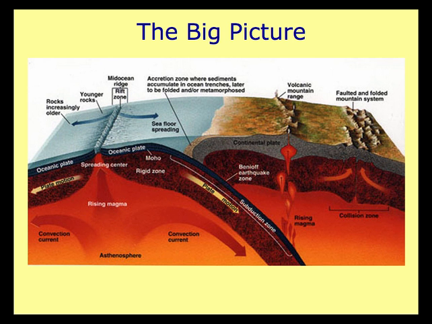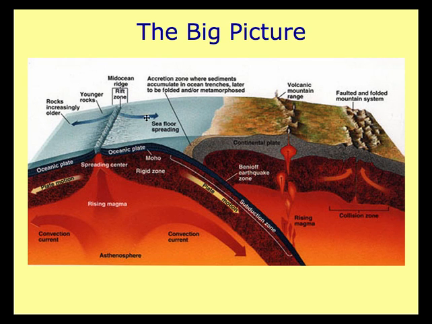So now let's look at everything as kind of a big picture. We're going to start over here with rising magma in the asthenosphere. Rising magma comes up through the rift zone, pushes out older rock, creating new rock. As it pushes out, this is known as seafloor spreading, which we talked about last class. And as it gets pushed out, it gets increasingly older.